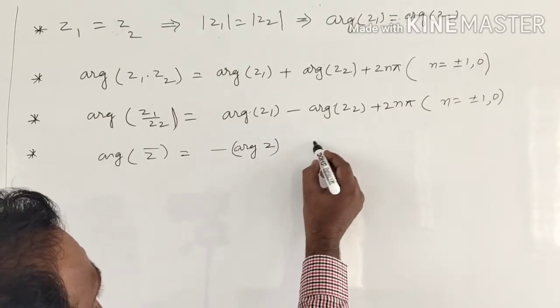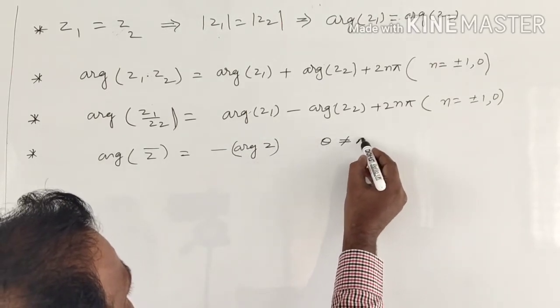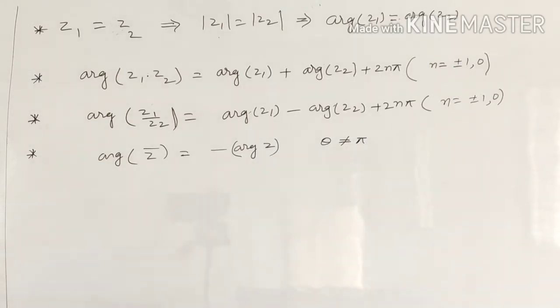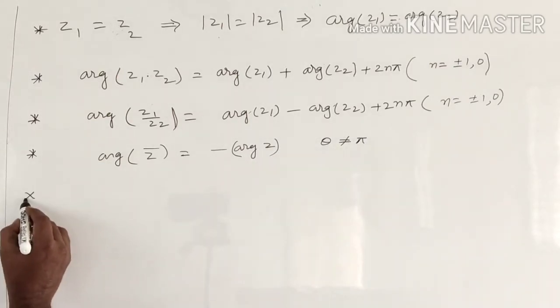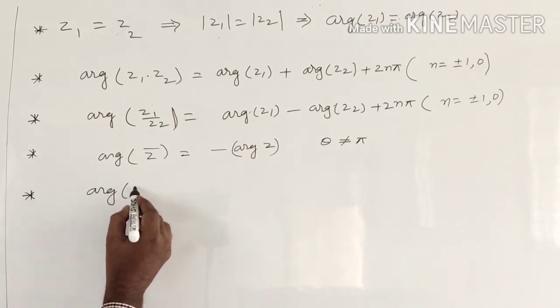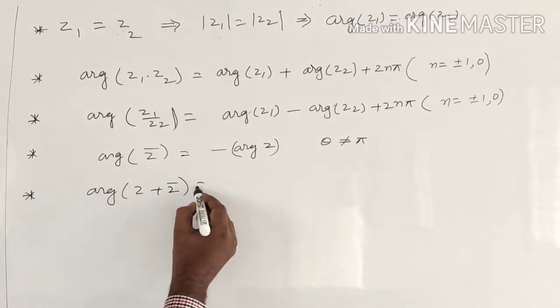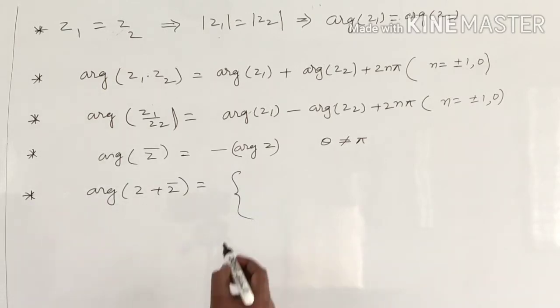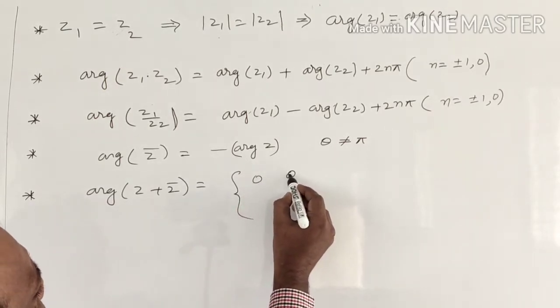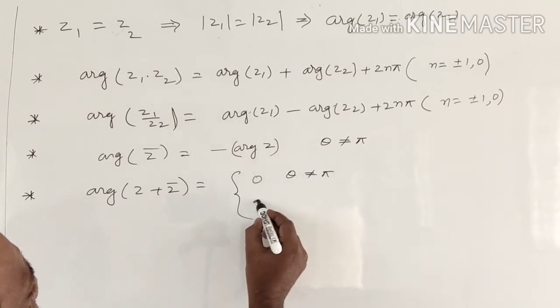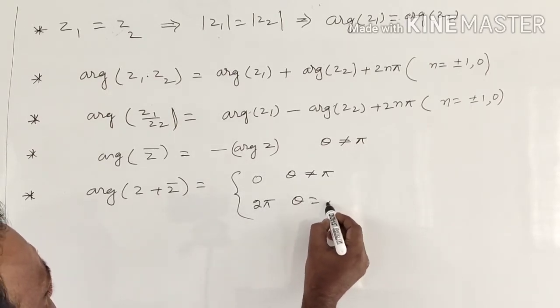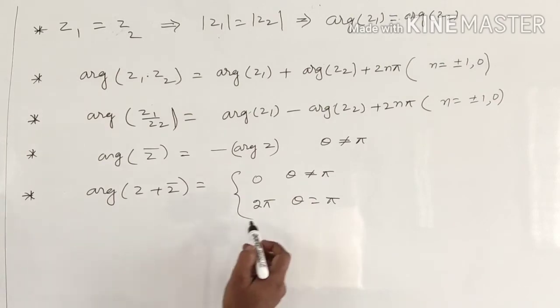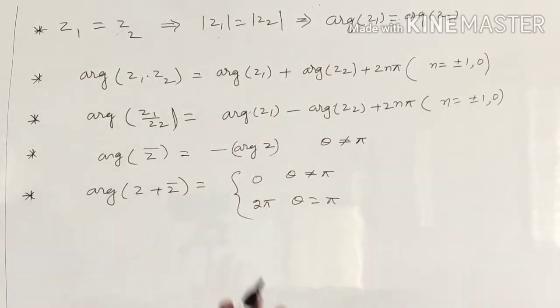This is so when theta value is not equal to pi. In that case only, it is pi, students. Next one, argument of Z plus Z bar, that is equal to, here two options will be there. If you get 0 when theta is not equal to pi, if you get 2 pi when theta is equal to pi. So we will explain detailed proofs in objective. Don't worry, competitive JEE questions or KSET questions we will explain in detail. Just remember the properties.